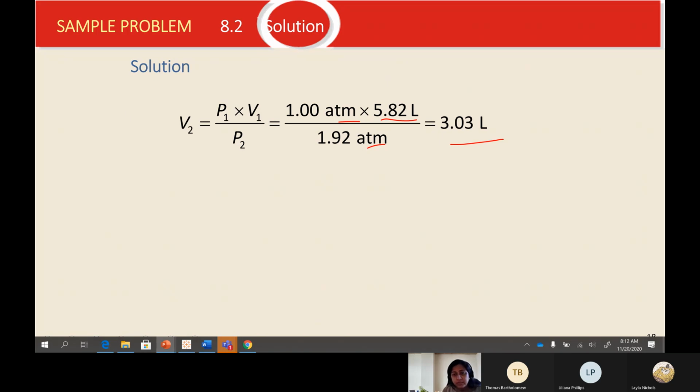Then next, let's look at the sig figs. Every number has three significant figures, so we'll give the final answer with three significant figures.